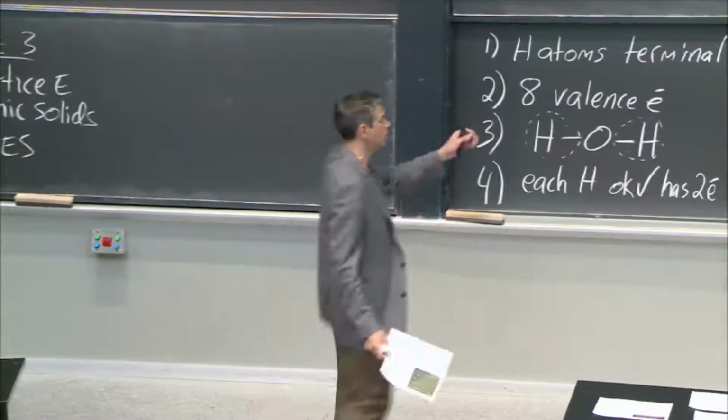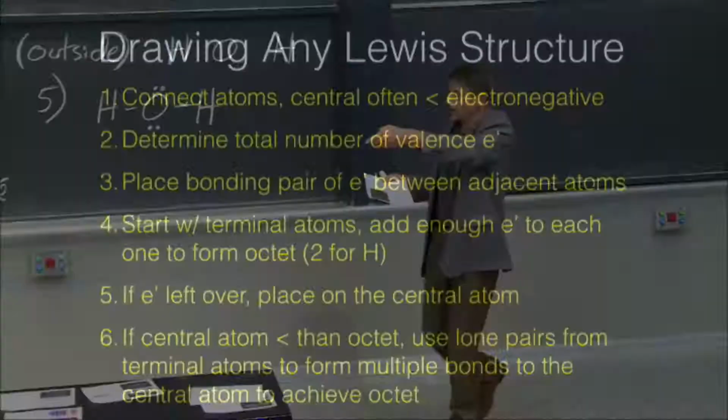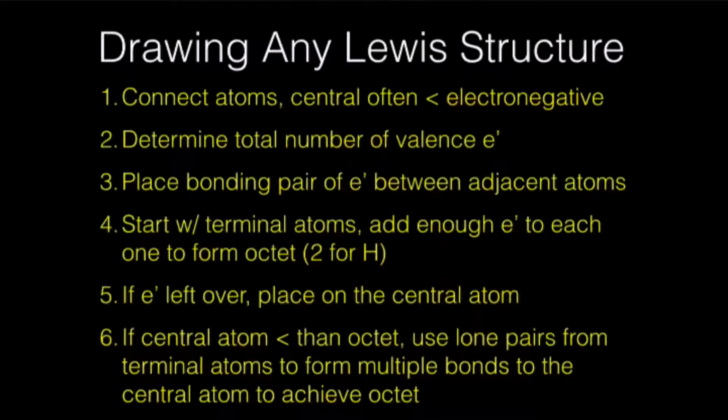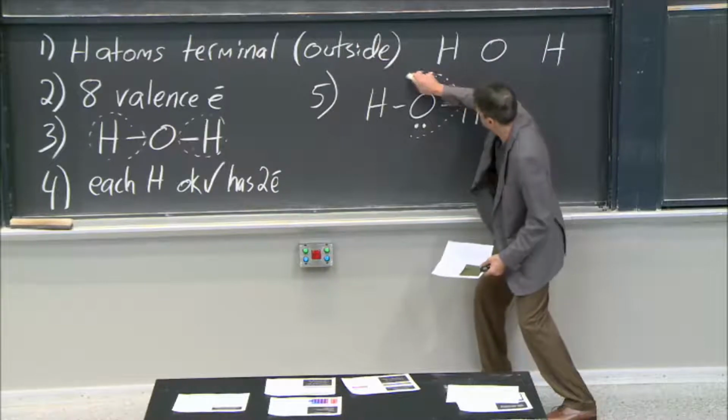You can also call those lone pairs because they're lone. They're not involved in a bond. All right, so those are my 4 extra electrons. And then finally, if the central atom is less than an octet, use the lone pairs from terminal atoms. Whoa, this looks complicated. I don't want to deal with it. Why? Because I've got an octet here already.